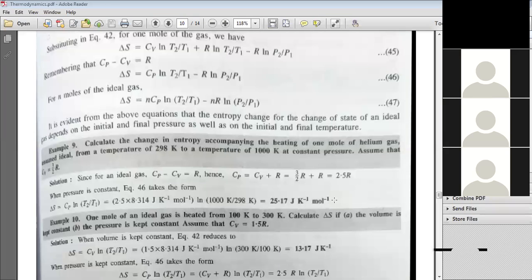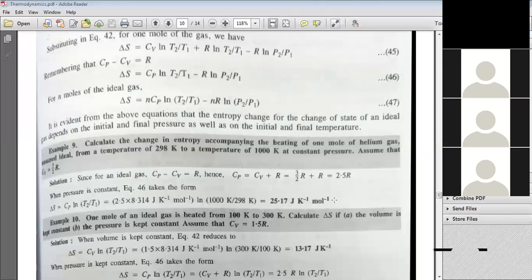Now calculate the change in entropy accompanying the heating of 1 mole of helium gas, and assume it is ideal. It means that you are treating this helium gas as an ideal gas, and the heating takes place from a temperature of 298 Kelvin to a temperature of 1000 Kelvin. One more important thing that I would like to make very clear: in all thermodynamic relationships, we have to make use of absolute temperature, the Kelvin scale temperatures.